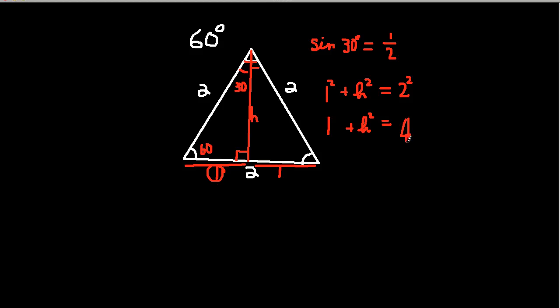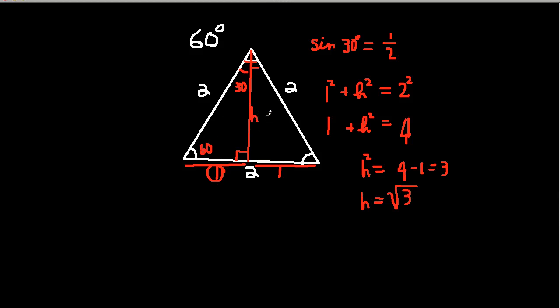So we have that h squared is equal to 4 minus 1, or that's equal to 3. So h is equal to the square root of 3, by taking the square root of both sides. If h squared is equal to 3, h is equal to the square root of 3.